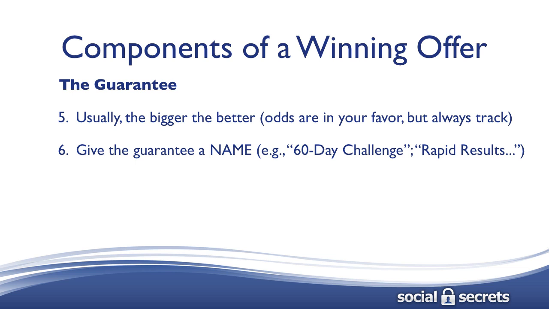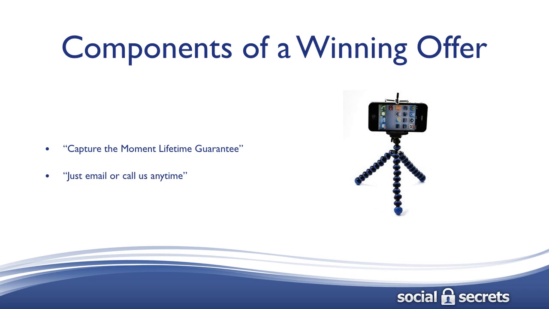Send out an email at day 13, 14 saying, hey, here's some more tips for how you can use this product, how you can get results for this product. That can change things. And give the guarantee a name, such as the 60-day challenge or rapid results. Or for this iPod or iPhone holder, this little camera mount thing, you could have a guarantee, something like capture the moment lifetime guarantee. And you could tell them just email or call us anytime. Those are much better than this product guaranteed, which doesn't really do anything for your offer. You want to be specific and give it a name.